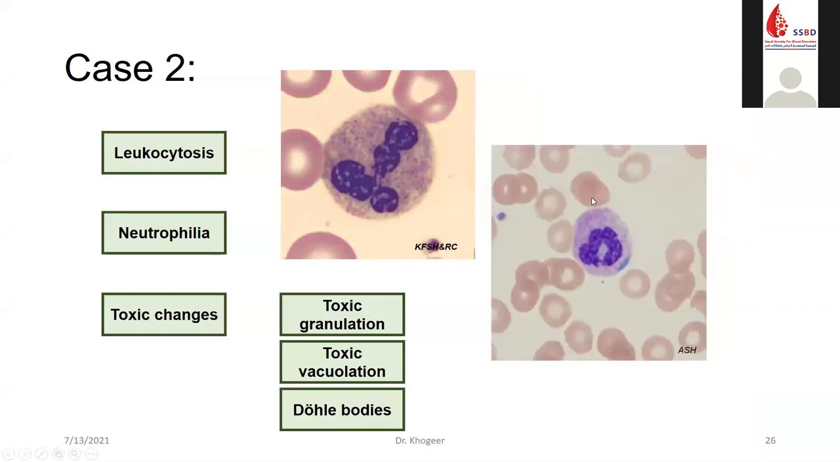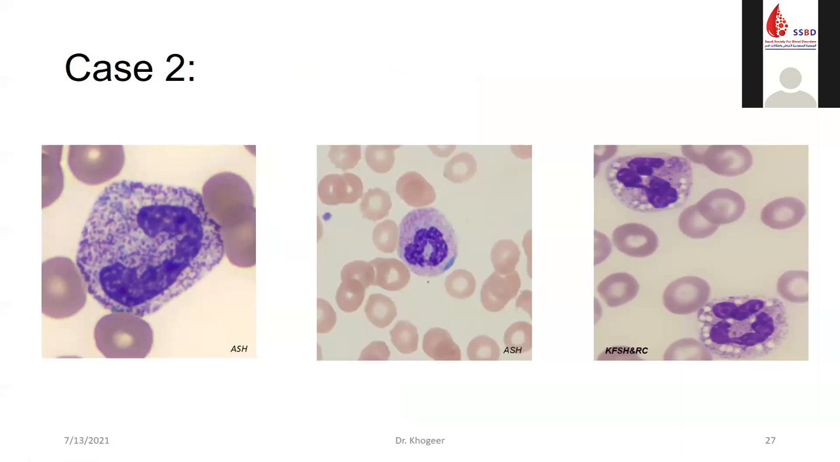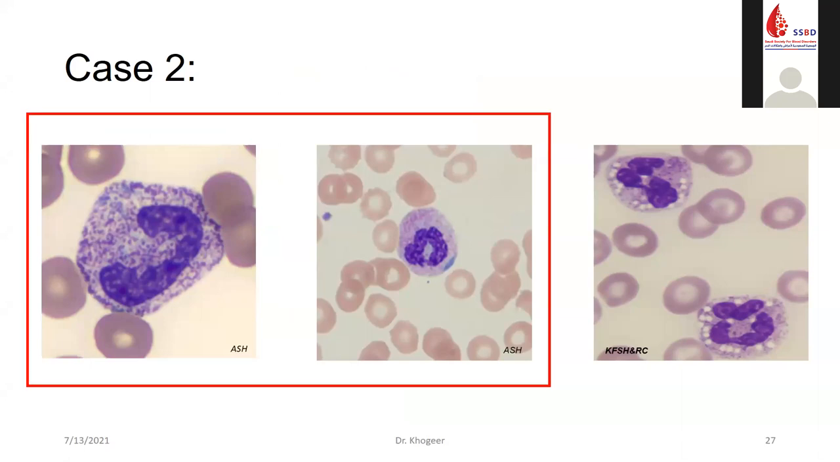The third change is Dohle bodies. Basically, these are blue or gray-blue, round or elongated inclusions found at the periphery of the cytoplasm near the cell membrane. So either toxic granulation or a Dohle body, if present in an individual neutrophil in isolation, is sufficient to designate a neutrophil as toxic.